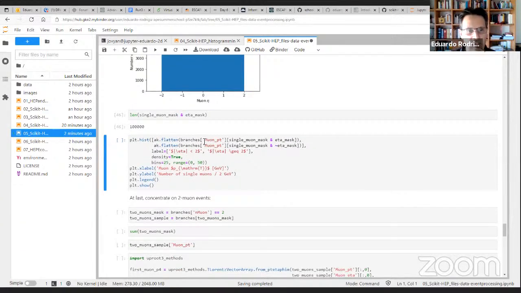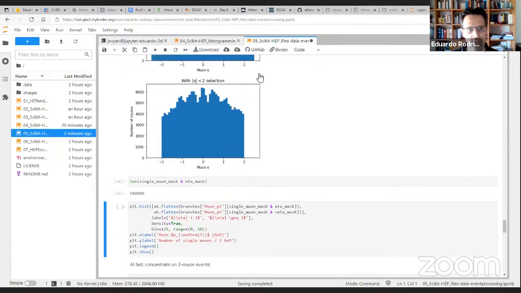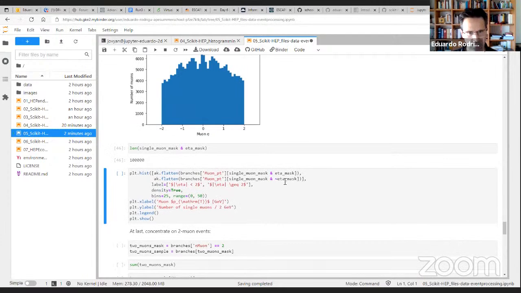So now if I want to check if there's some bias in how things change, whether they are inside or outside that eta mask, I can look at the pT of all the muons with or without the mask. So in one-muon events, inside or outside that. That's what these two masks here are doing. This is the opposite.